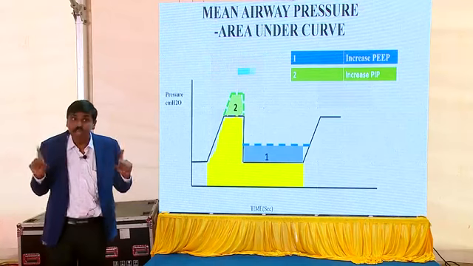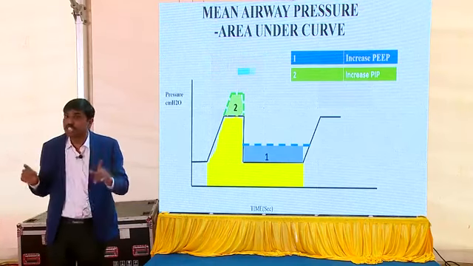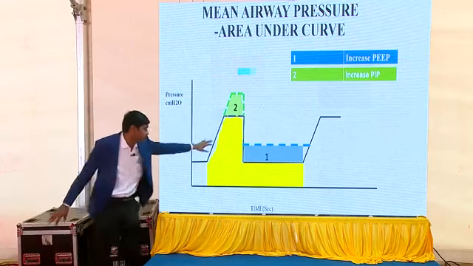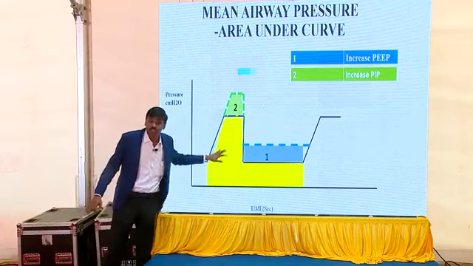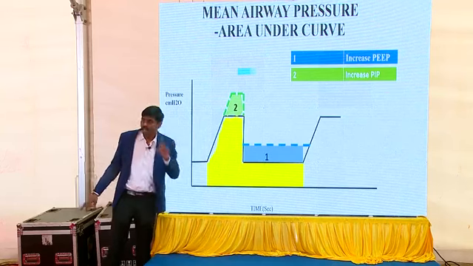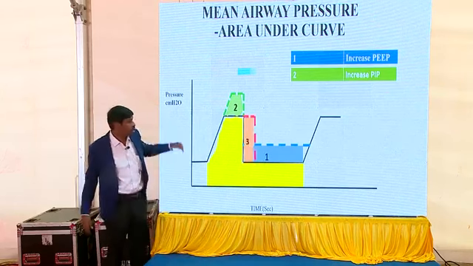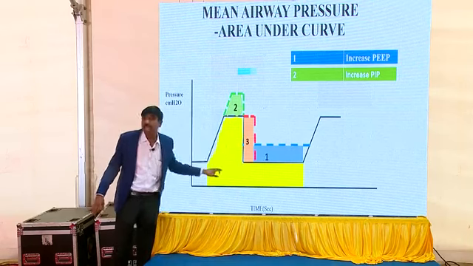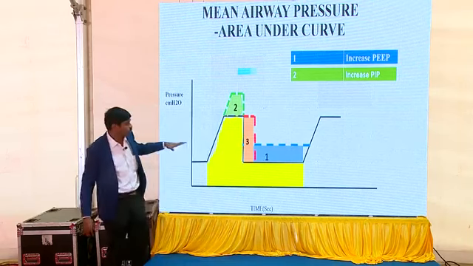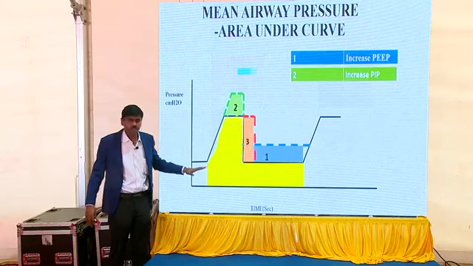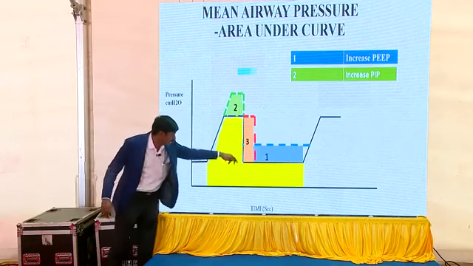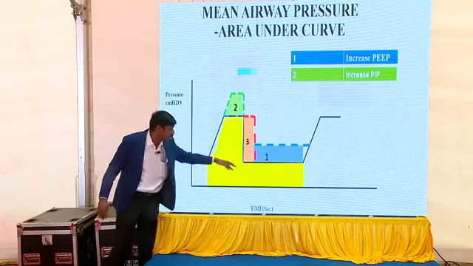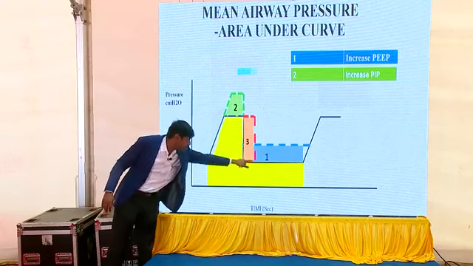So the ultimate thing which ensures your oxygenation is going to be mean airway pressure, which is actually the area under this curve, that is the yellow one. Now, if I want to improve oxygenation, how do I improve this area? There are many ways to do it. One, I increase the I time, that will ensure that my yellow color becomes more. Next, sometimes I can increase the PEEP here.